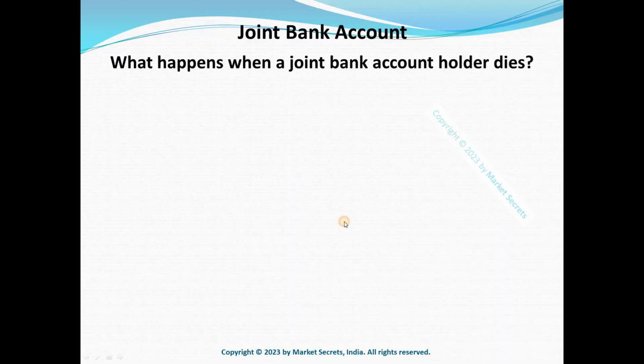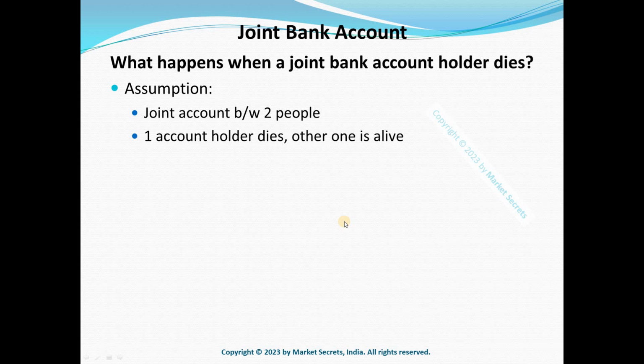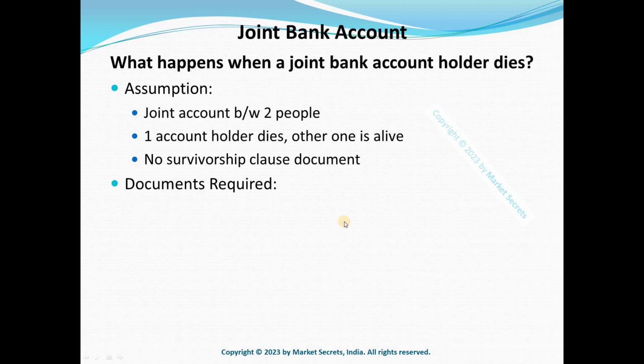And with that note, let's jump into today's session on what happens when a joint bank account holder dies and the account doesn't have a survivorship clause. So let's start with assumptions. This is a joint account held by two people, and one of the account holders dies and the other one is alive, and there is no survivorship clause in the document. So these are the assumptions.